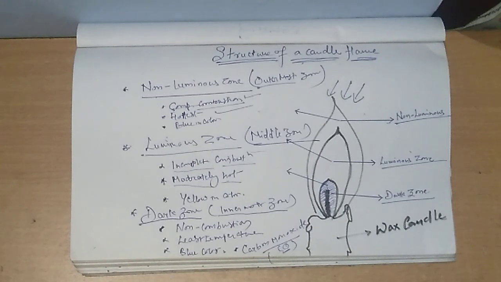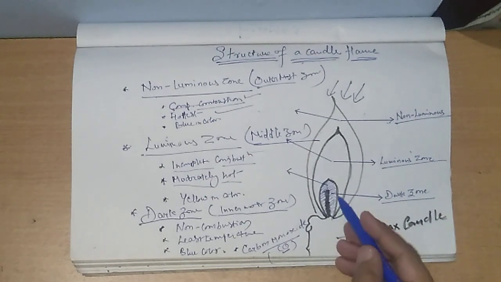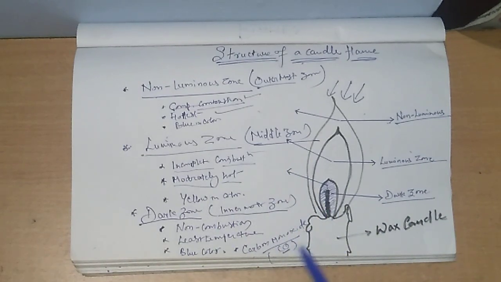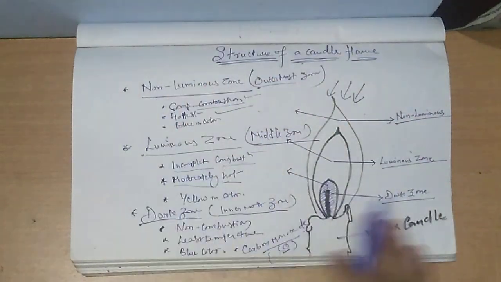Clear? So this is due to the incomplete combustion, again because the wax is burning and the air is not able to reach there, so this would be a non-combustion, or a very incomplete combustion is taking place, and due to the incomplete combustion, carbon monoxide as a product is released. Clear? So this is what all three layers are.